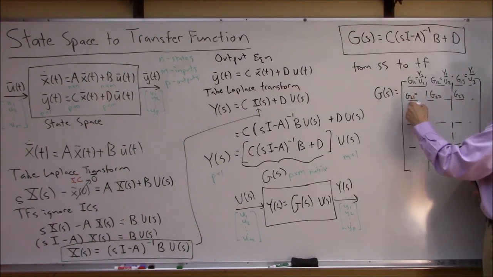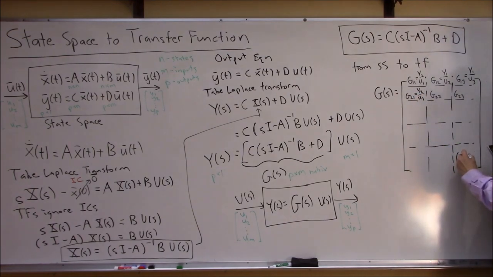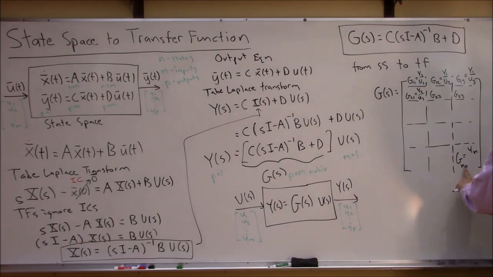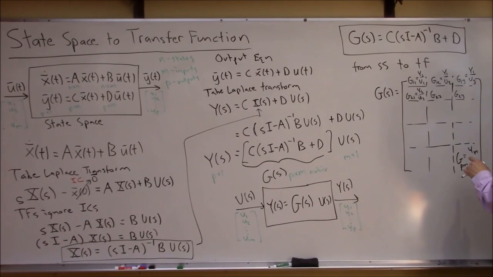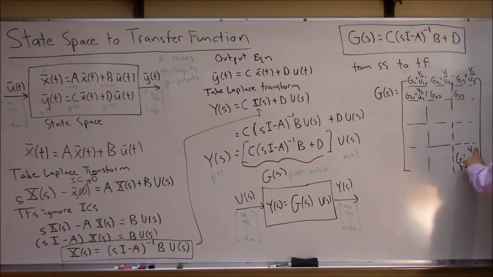You come down here, this is now going to be the second output, how it responds to the first input. And all the way down here to the corner is the pth output with respect to the mth input. Hold on a second. Sorry, I flipped this index. Sorry, back up. This should be P by M, because it is the pth output to the mth input. So sorry, back up and switch your notes. This should be GPM as the last one, because it should be number of outputs by number of inputs. Yep, there we go. Okay.